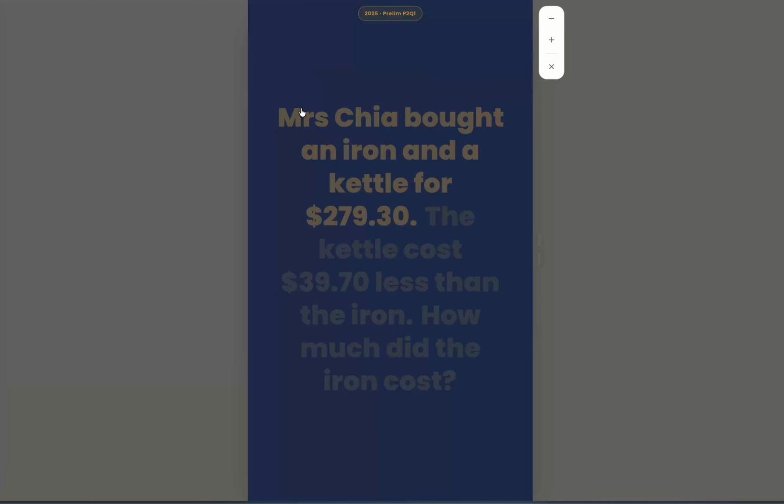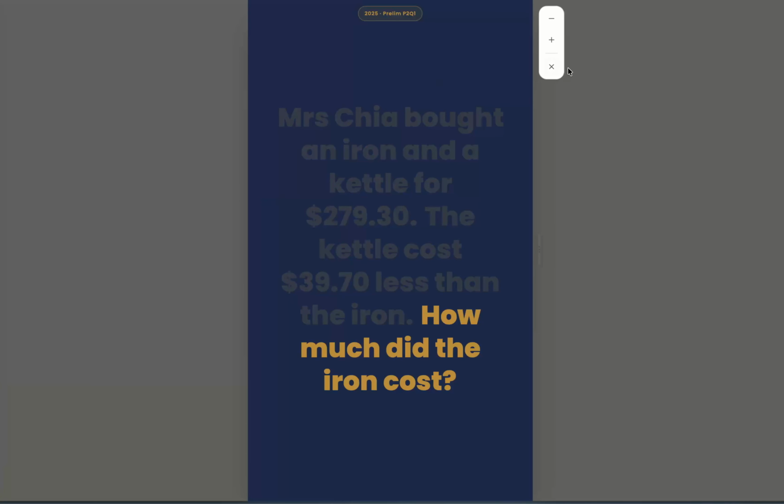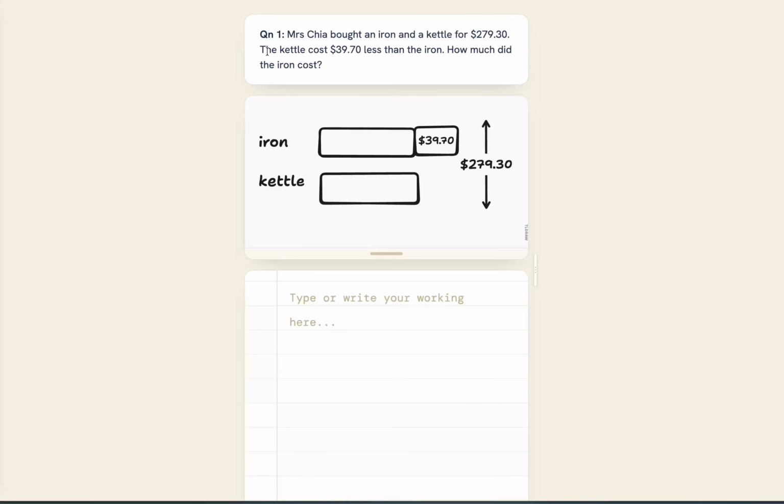Question 1. Mrs. Chia bought an iron and a kettle for $279.30. The kettle cost $39.70 less than the iron. How much did the iron cost? As you can see, when it says the kettle costs $39.70 less than the iron, that means the iron is $39.70 more than the kettle.